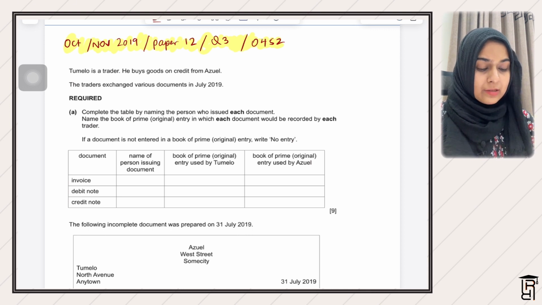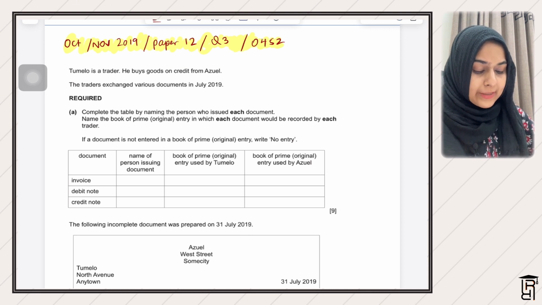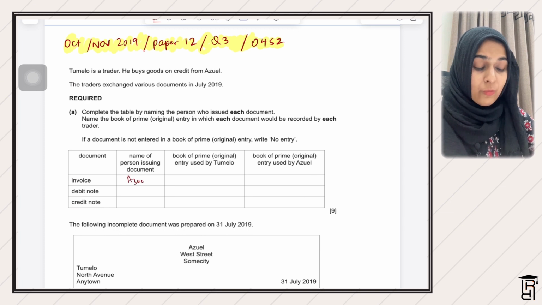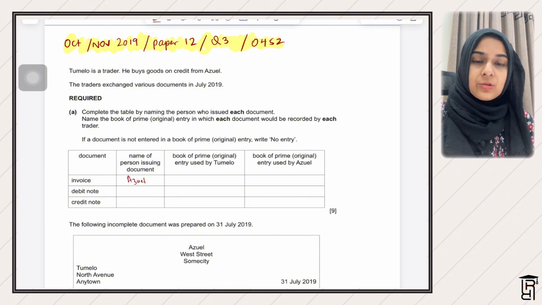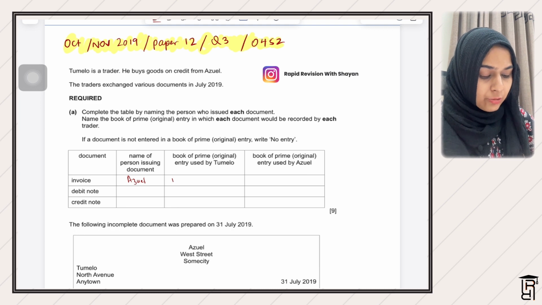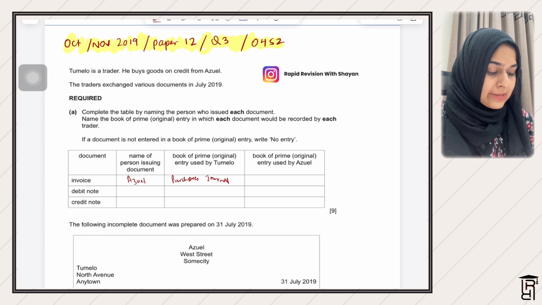So an invoice is obviously always issued by the seller. So Aswell has issued the invoice because she is the seller, Tamello is the buyer. The book of prime entry used by Tamello, the buyer, is the purchases journal to record this transaction. And Aswell will use the sales journal to record this transaction.